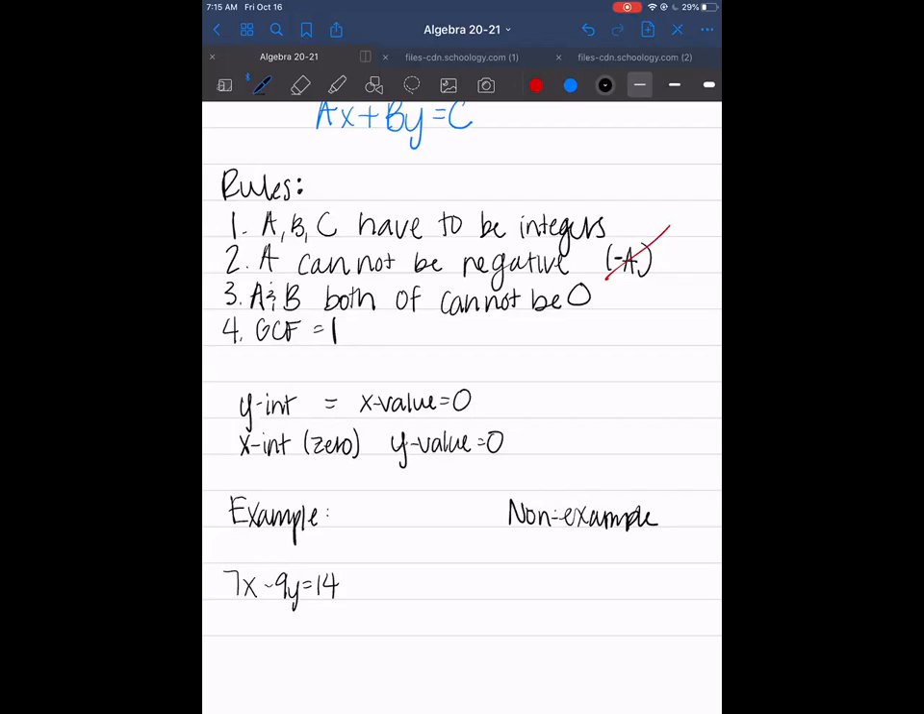Some non-examples. If I said 3x plus 6y equals 12, A, B, and C could all be divided by 3. That is not standard form. Another non-example, negative 4x plus 5y equals 22.